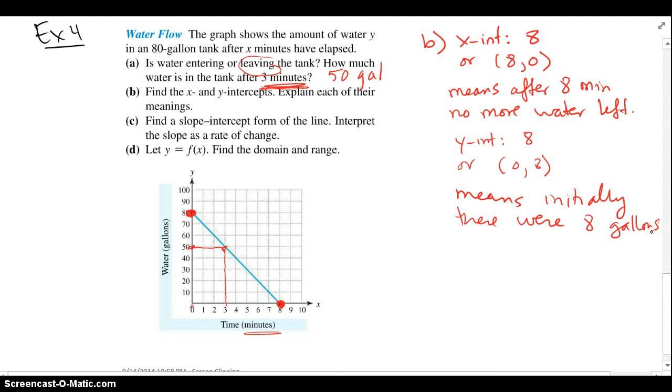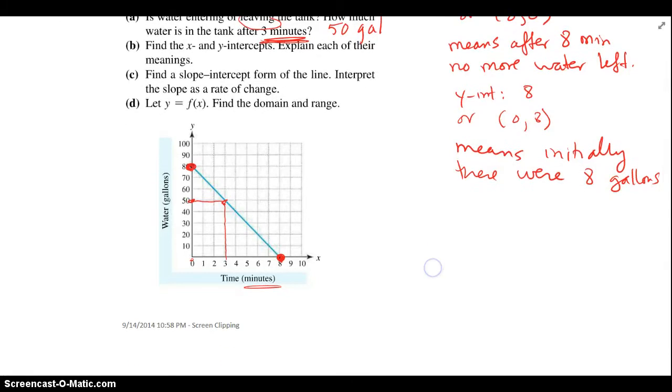Part C, find the slope-intercept form of the line, interpret the slope as a rate of change. Well, for part C, we know slope-intercept form of the line is y equals mx plus b. We can get the b from the graph. We already know that's 8. We found that in the previous part. Now I just have to go get the slope. Well, to get the slope, I can do this just by counting my steps. Any 2 ordered pairs I want. I can even use this ordered pair and the y-intercept if I want.